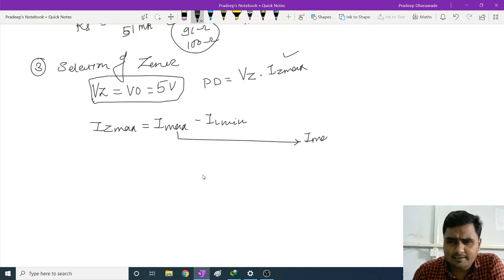This is I max. To calculate IZ max, what do I need? I max and IL minimum. IL minimum is given, it is 5 milliamperes. No problem in that. But I max?